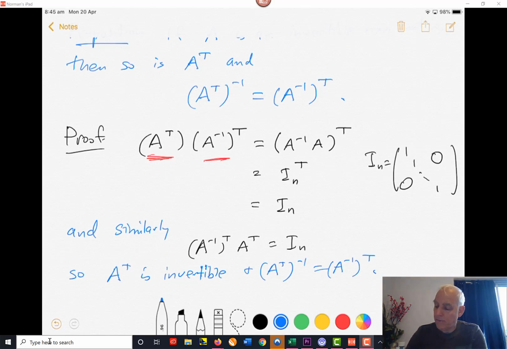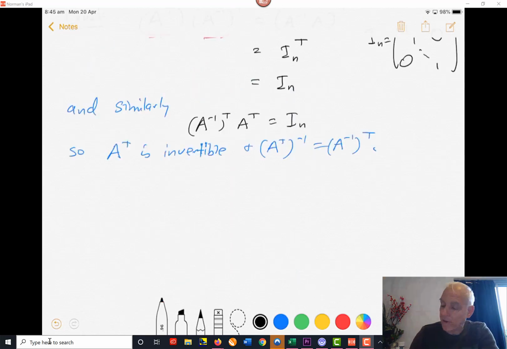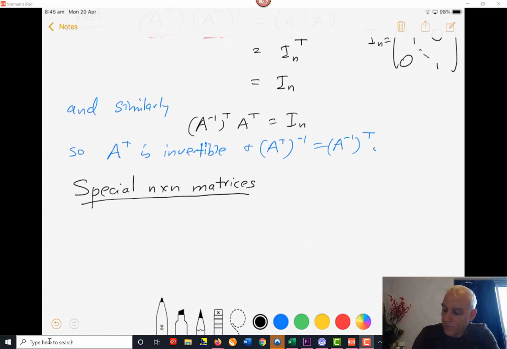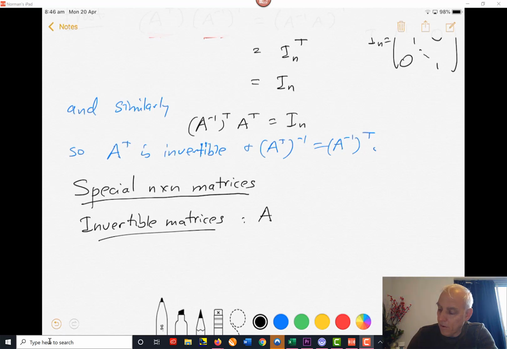Okay, so I just want to mention a few special kinds of matrices, or special classes of matrices, special, say, n by n matrices involved in these notions of transposes and inverses. So I guess we've already talked about the invertible matrices. These are such matrices A whose inverses exist. So that's a class of matrices, right? Not all n by n matrices are invertible.